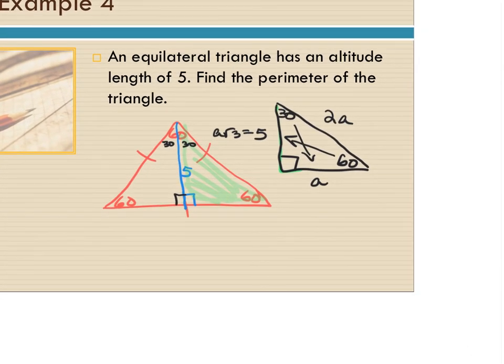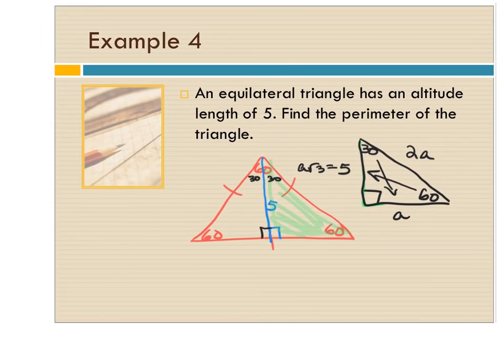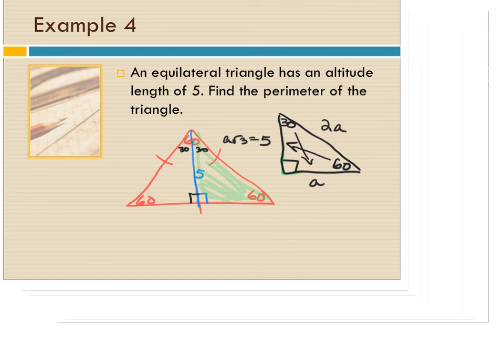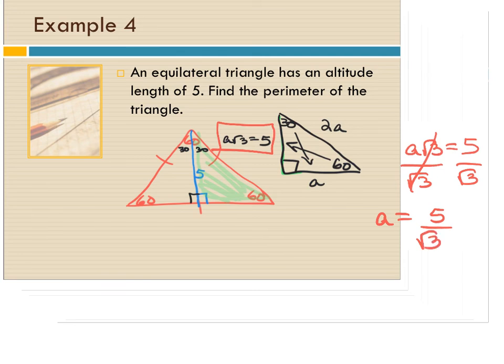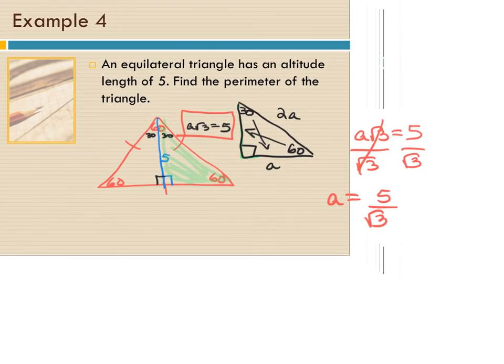All right, so now I need to find perimeter. So again, I'm looking for the hypotenuse. But in order to find the hypotenuse, I need to find that shorter leg, that a value. So I'm going to take what was given to me, this a square root of 3 equals 5, and solve for a. Divide by square root of 3, and a is equal to 5 over the square root of 3. Again, I need to rationalize. 5 square root of 3 over 3. This is my a value.